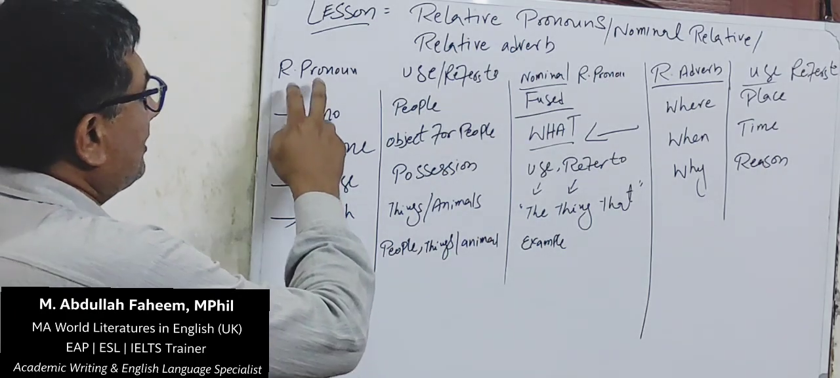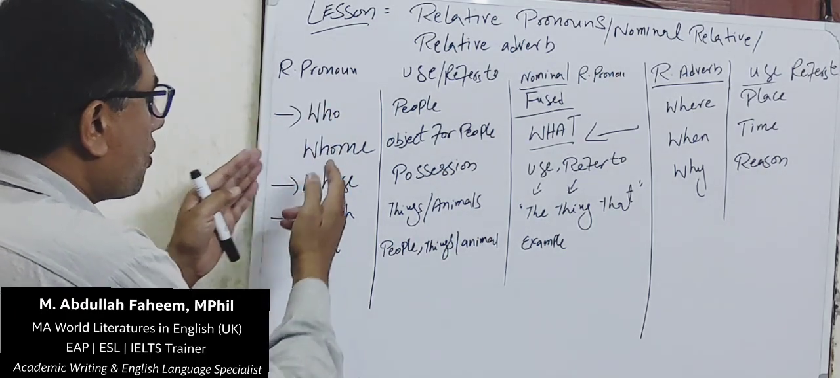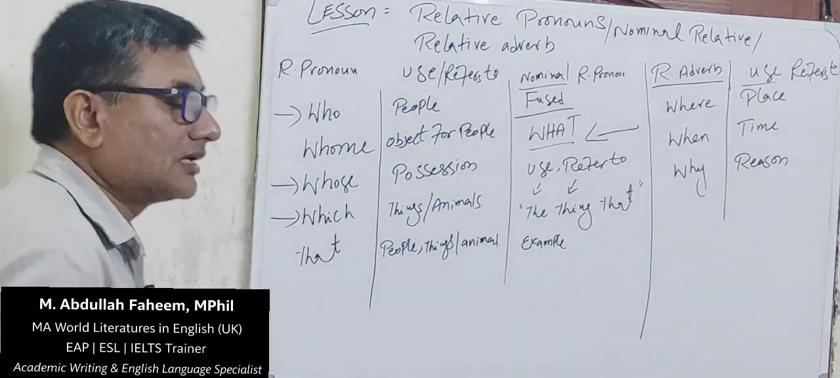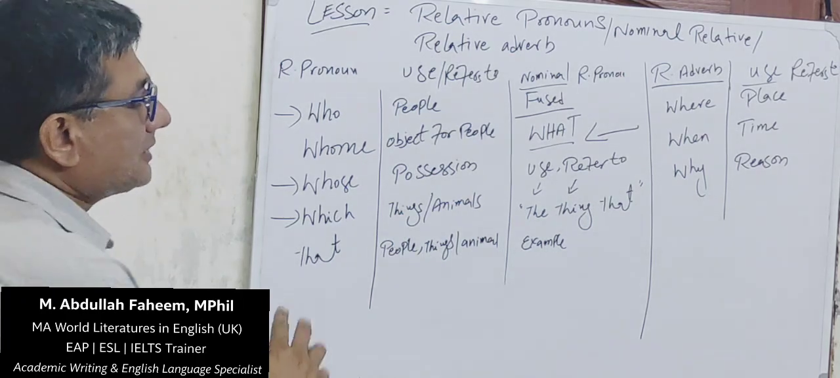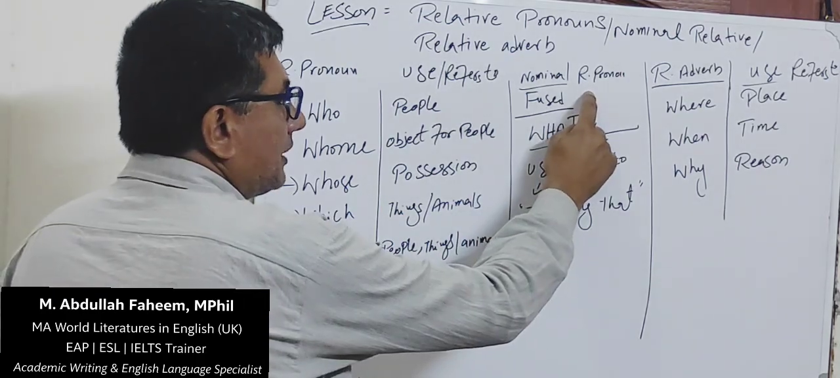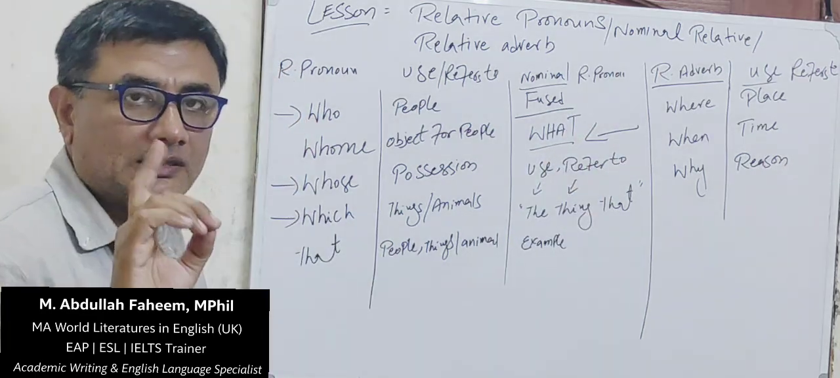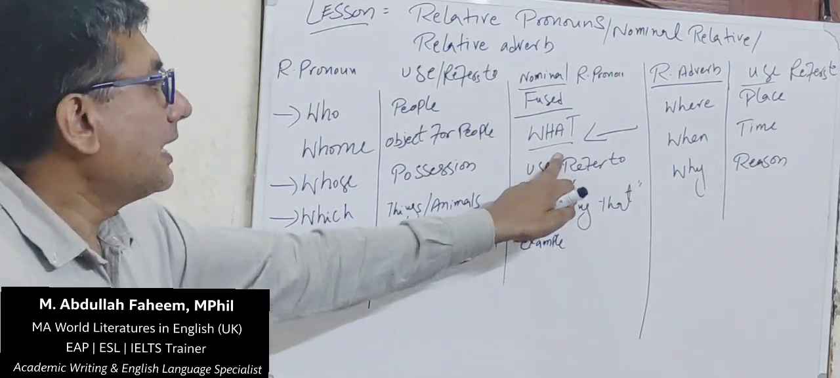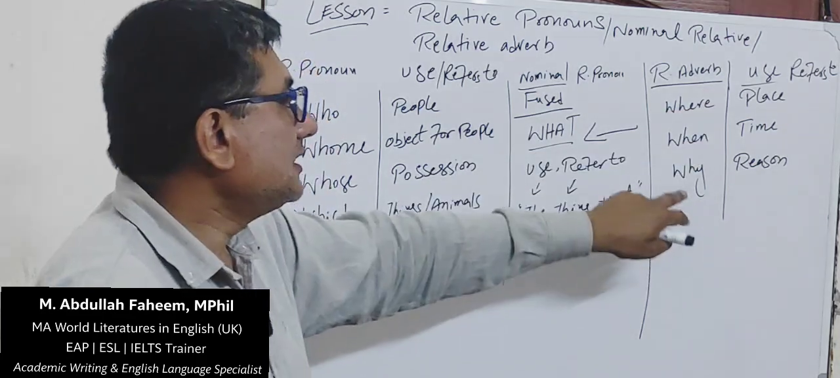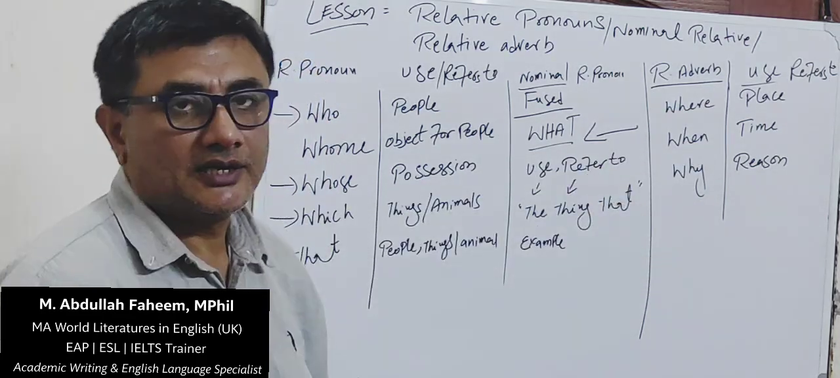First of all, let's see relative pronouns. Actually, who, whom, whose, which, and that, these are relative pronouns. As compared to these, the nominal relative pronoun or fused relative pronoun is only single: what. And then relative adverbs, these are three: where, when, why.